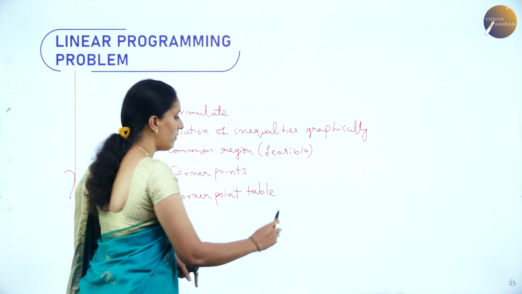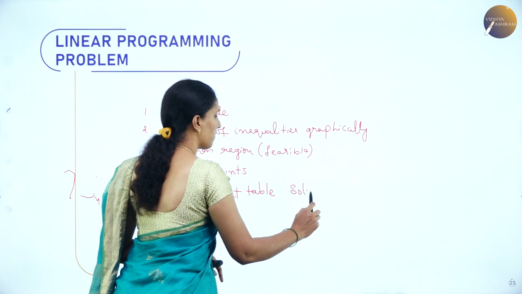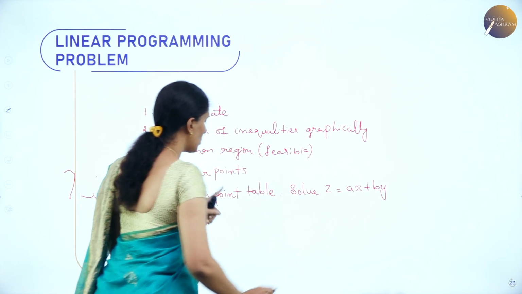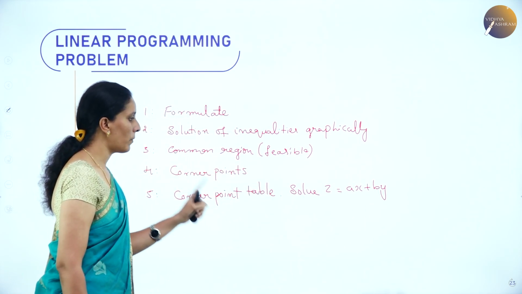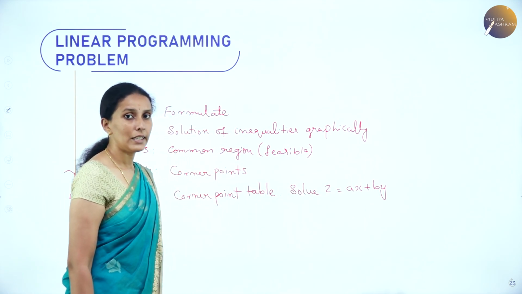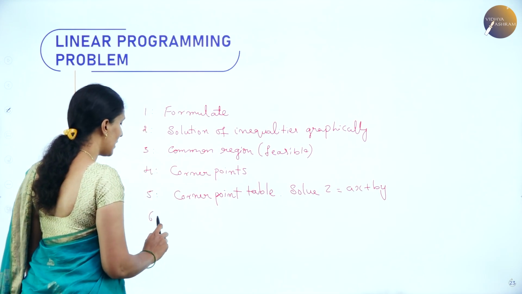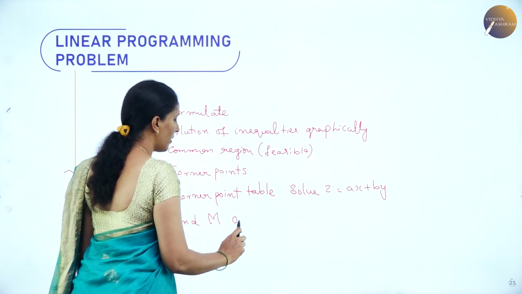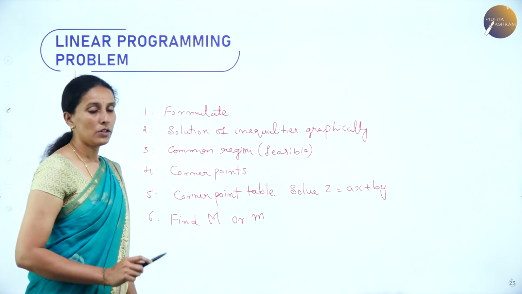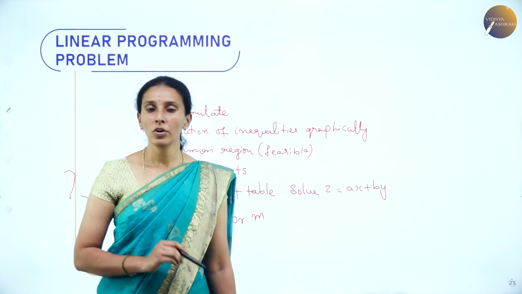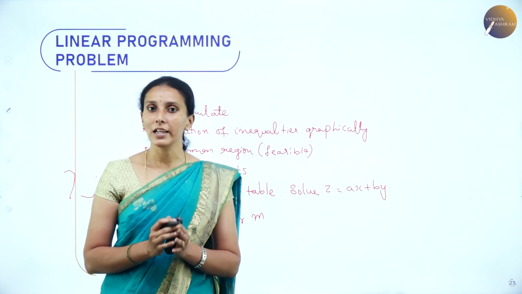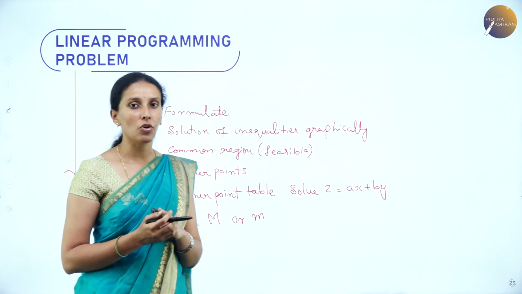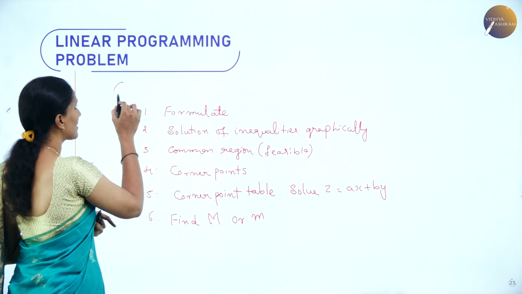So solve z is equal to ax plus by. Once you get the coordinates of all the corner points, you are going to solve the linear function. The last thing is to find the maximum or minimum value. These are the steps you have to follow to solve any kind of linear programming problem. For your examination, there will be 1 question on linear programming problem for 6 marks.